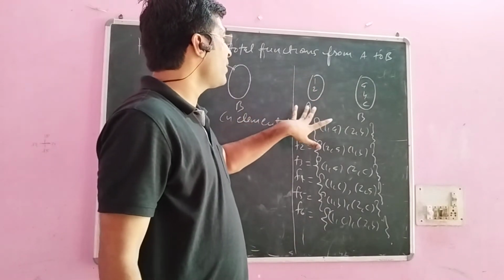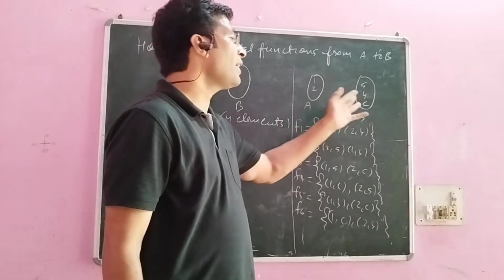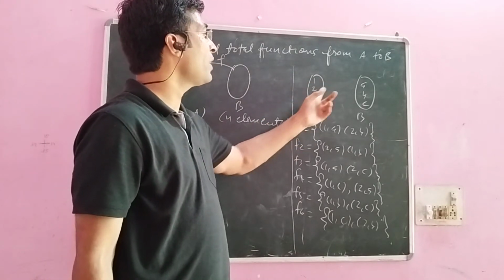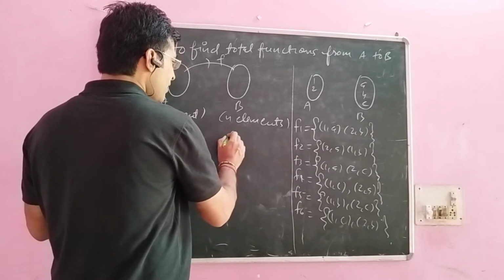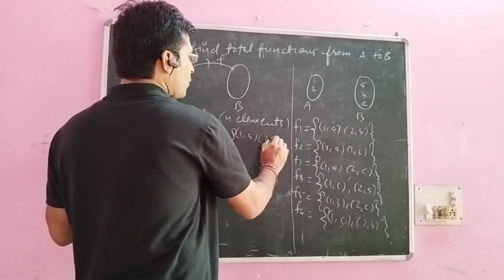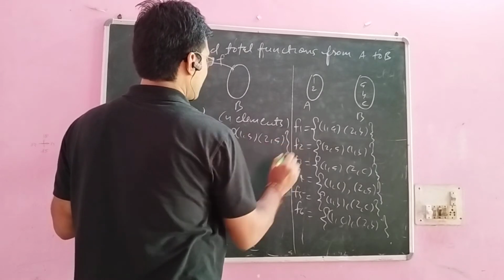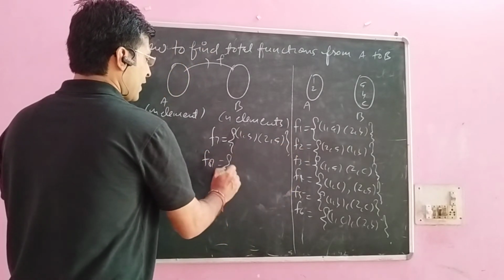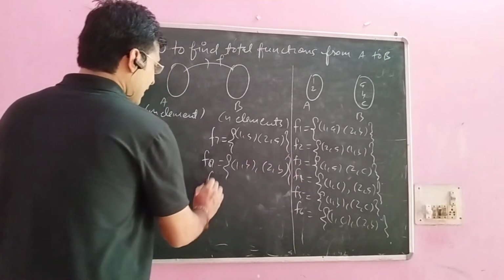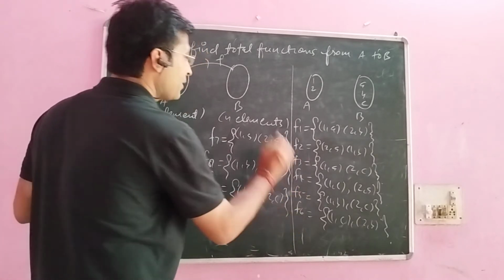So first we take two elements of A and two elements of B, and in each case we can see different elements of A have different images in B. Now in another kind of function, both 1 and 2 have the same image. So F7 we can take 1 goes to A, 2 goes to A. In F8, I can take 1 goes to B and 2 goes to B. And F9, 1 goes to C and 2 goes to C.